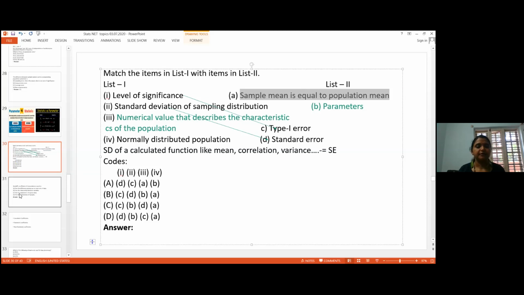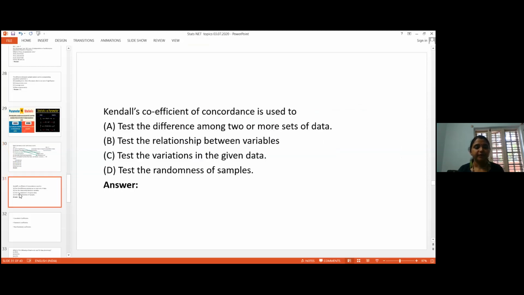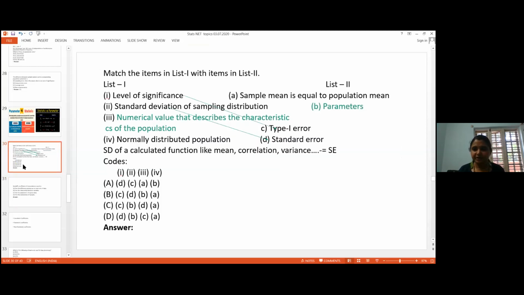Fine. Proceeding. If there is any clarification or explanation required, please let me know. Otherwise, let me proceed to the next question.